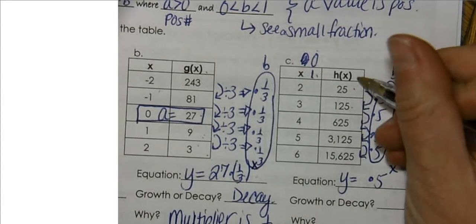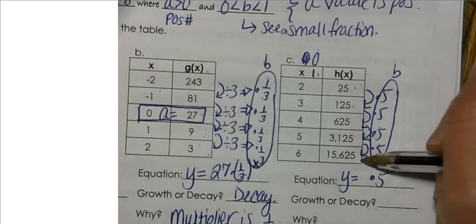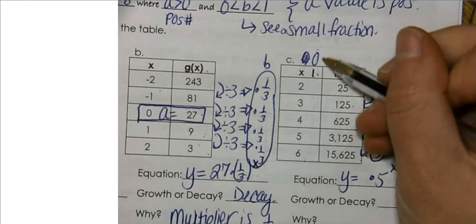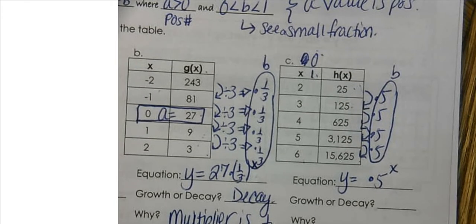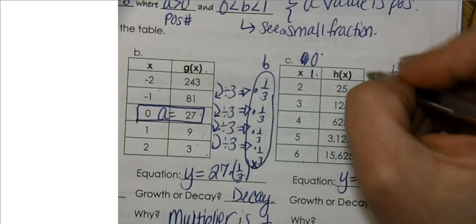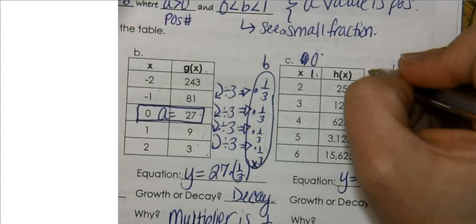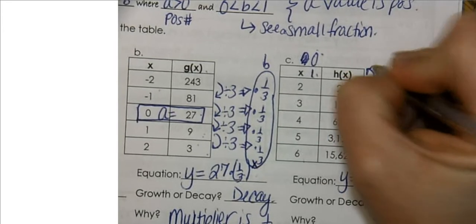So if going forward, as x gets bigger, we're multiplying by 5, what do you do when your x is getting smaller and you're going backwards? Well, you're going to use the inverse operation, and the inverse operation of multiplication is division. So what did we multiply 5 by in order to get 25? When we go backwards, we're going to divide by 5.